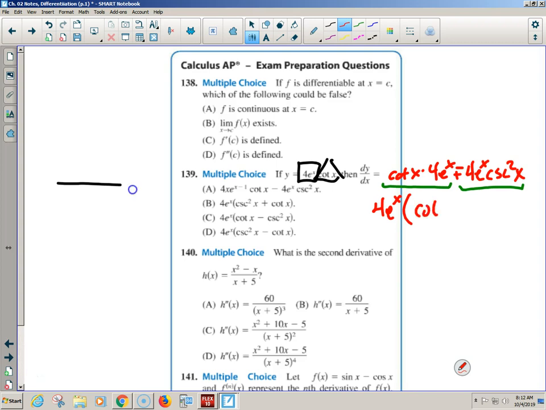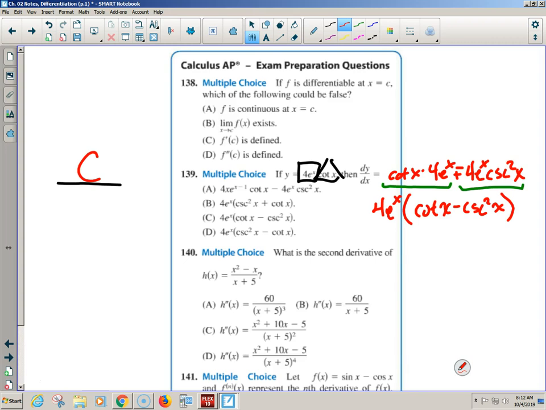Okay. And then we have cotangent of x minus cosecant squared of x. Oh my goodness, that perfectly matches with C. Yeah, I got it right. Careful. Just a few of you write the right answer and you make a match too quickly.